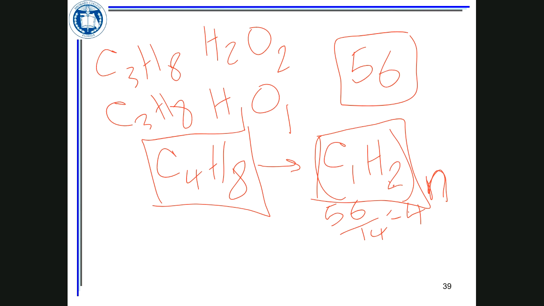Yes, exactly. 56 is from C4H8, that's the molecular weight, and then 14 is the empirical weight. So you divide the molecular weight by the empirical weight in order to get the value for n, the number by which you should multiply each one of these subscripts to get the molecular formula. Molecular formula is a multiple of empirical formula, but that factor of multiplication needs to be calculated. How do you calculate it? You get the molar mass and you get the empirical mass, and you find that n value.